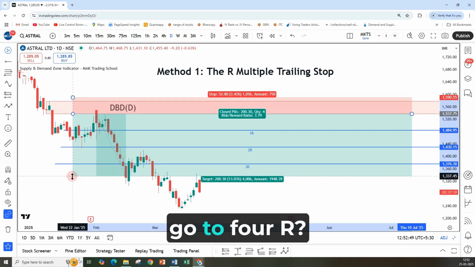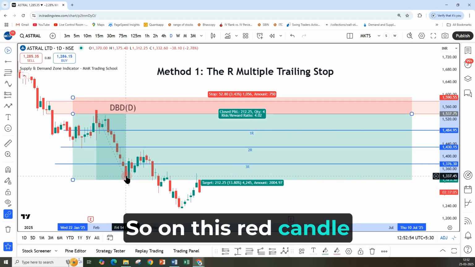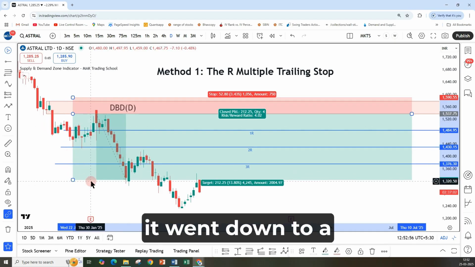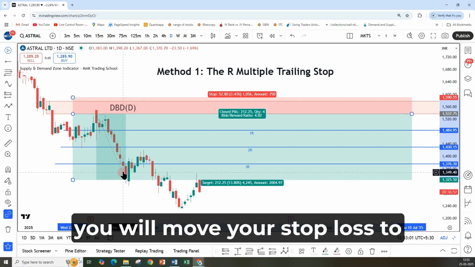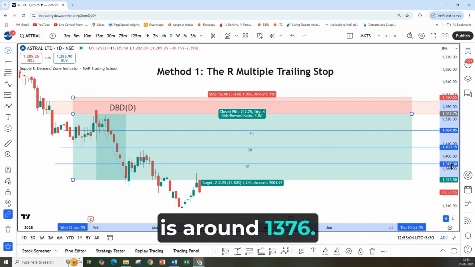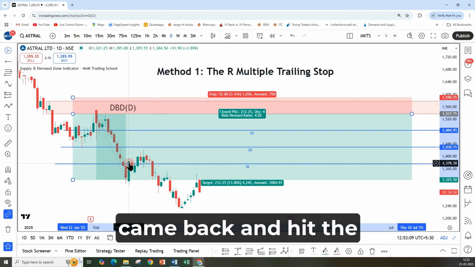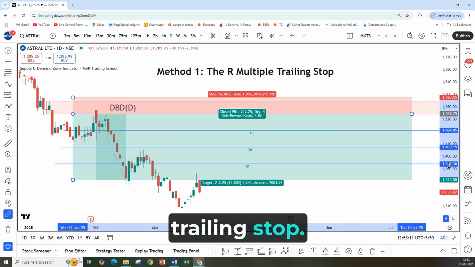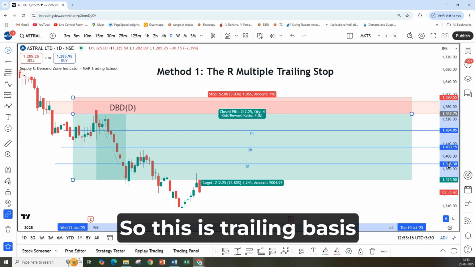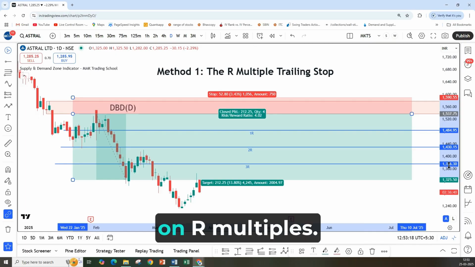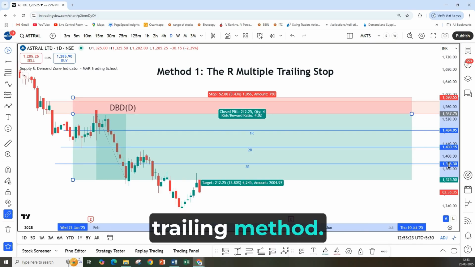From here, does it go to 4R? Yes. On this red candle, it went down to a 4R gain. So at this particular point, now you will move your stop loss to the 3R level, which is around 1376. This particular green candle came back and hit the trailing stop. So you would have exited this trade with a 3R profit. So this is trailing basis on R multiples. It's quite an effective trailing method.